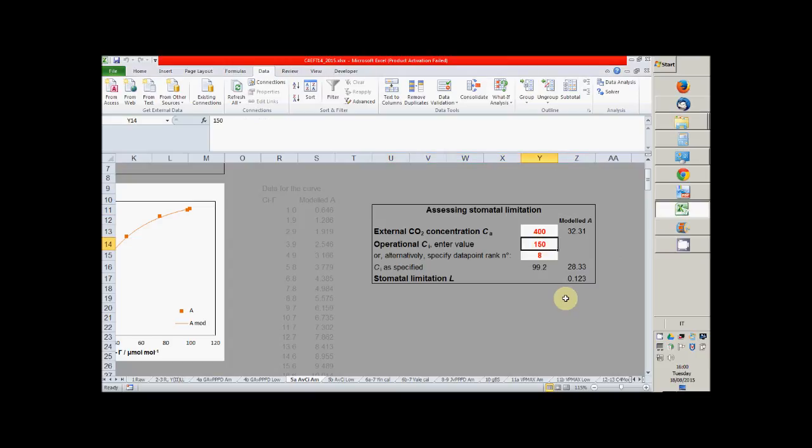If it is derived in a separate experiment, the value of Ci may be entered here, for instance 100. In that case we have to delete the rank number. So here we have the modeled value for assimilation under 400 Ca and the modeled value for assimilation under 100 and the stomatal limitation.